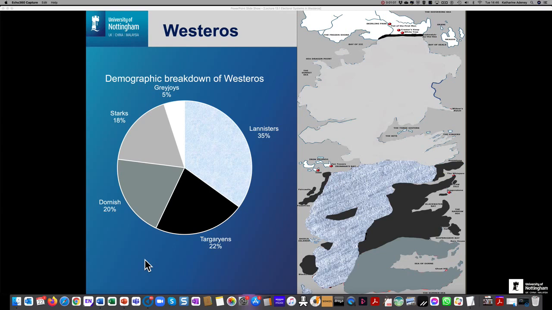So, as promised, this is the application of the different electoral systems to the fictional world of Westeros from the Game of Thrones books and TV series, with appropriate thanks to George R.R. Martin. And the aim of putting together this section of slides is to demonstrate to you the different effects that the different electoral systems can have when used on the same territory.